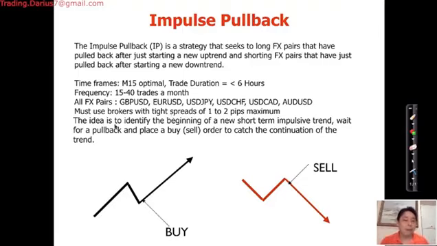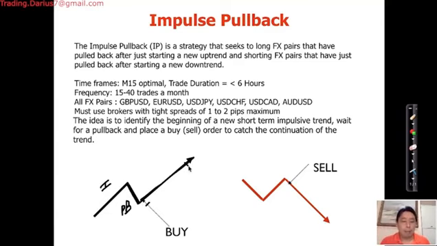The whole idea of this strategy is to identify the beginning of a new short-term uptrend, a new short-term impulsive trend. We call this the impulse wave. The moment we identify that, we wait for a slight pullback, a slight pullback that always happens after a new trend starts. Then we place a buy order, ready to catch the continuation of the trend. So we're going to buy over there and quickly sell there, catching our quick profits.